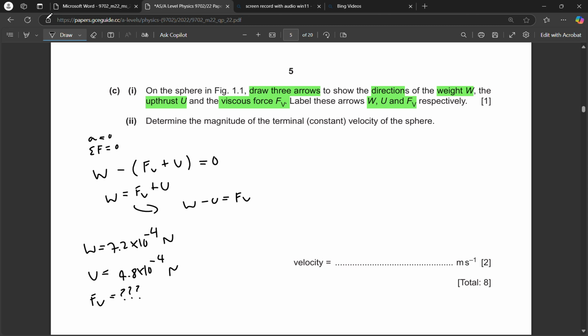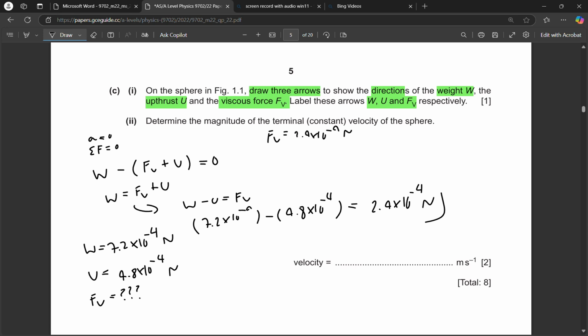All right, so we're given weight, that's 7.2 times 10 to the power negative 4. Subtracting the upthrust, 4.8 times 10 to the power negative 4, is going to give us 2.4 times 10 to the power negative 4 newtons. So FV is now 2.4 times 10 to the power negative 4 newtons.